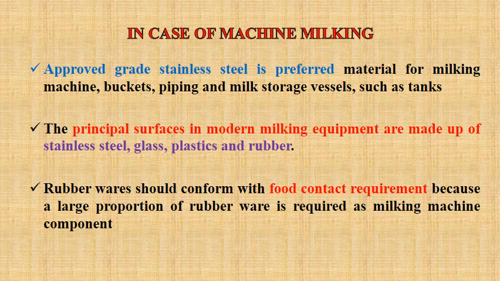Rubber ware should conform with food contact requirements, that is, food grade quality, because a large portion of rubber ware is required as milking machine components. So in case of machine milking, a lot of piping, rubber ware or hose is required. So all this material has to be of food grade. Either it should be stainless steel, glass, or plastic of good quality, or rubber of good quality, to maintain the hygienic standard and for clean milk production.